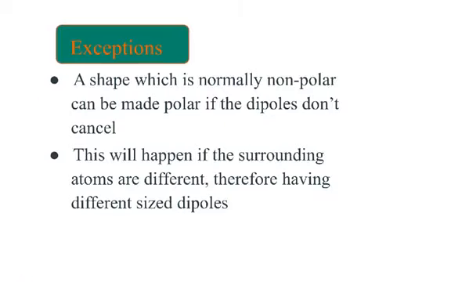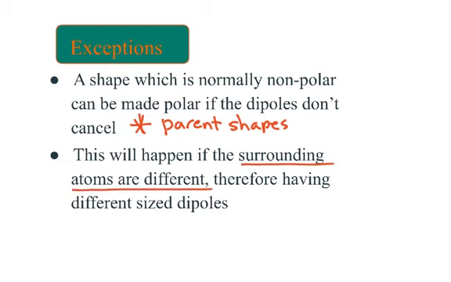All right, let's have a look at some exceptions. So a shape which is normally non-polar can be made polar if the dipoles don't cancel. So what we're talking about here are parent shapes, because usually parent shapes will cancel their dipoles, but it's possible that they don't cancel. And that's going to happen if surrounding atoms are different.